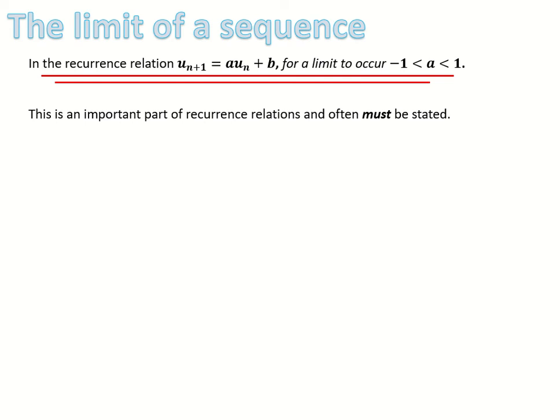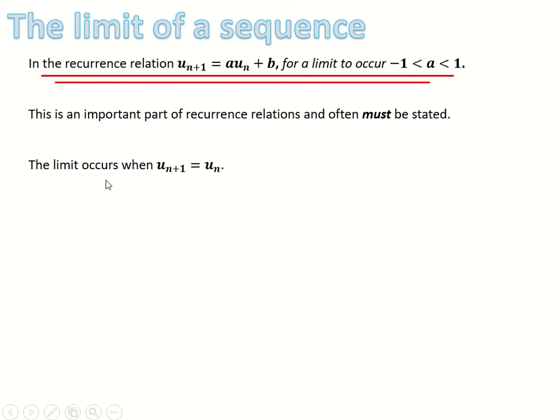So the first thing you want to do if you're asked for a limit is determine if this value a, in other words what we're multiplying un by, the coefficient of un, is a number between -1 and 1. If it is, then a limit will occur, and we can proceed to actually find the limit. If you just ignore what this number is, and it is outwith that range, you'll still appear to find a limit, but it won't actually be true. So you have to state this fact. You have to actually write this down.